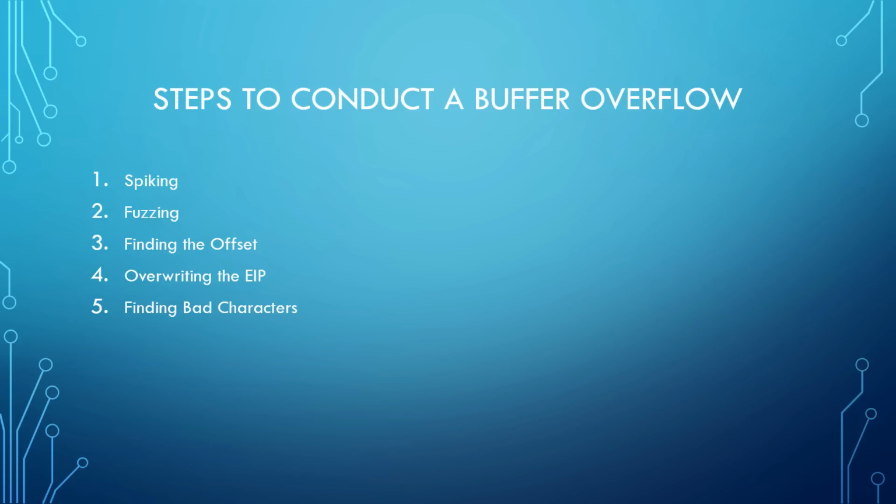Once we have the EIP controlled, we need to do a few house cleanup things. One is called finding bad characters. The other is called finding the right module. This doesn't need to make sense right now. But once we do that and we have this information from steps 5 and 6, we can generate shellcode, this malicious shellcode that will allow us to get this reverse shell.